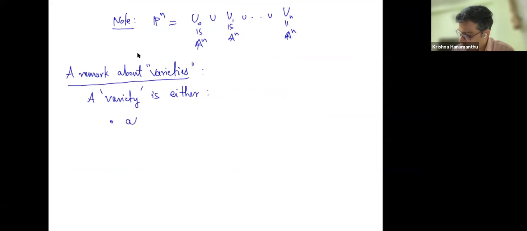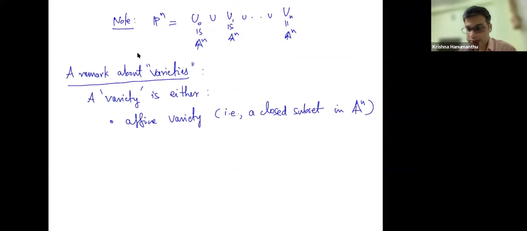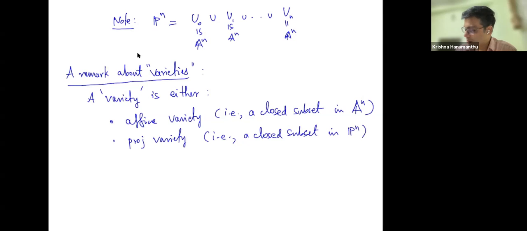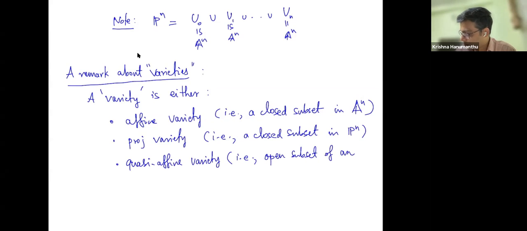So let me write it here. Affine variety, that means a closed subset, remember in the Zariski topology. I'm not talking about Euclidean closed subsets in C^n, which are not in general, of course, affine varieties. Projective variety, so that is a closed subset again in the Zariski topology, or in other words, common zeros of a collection of homogeneous polynomials. What is called a quasi-affine variety, I will not worry too much about this. This is an open subset of an affine variety. And you also have quasi-projective variety.